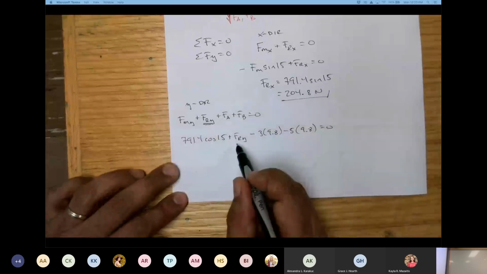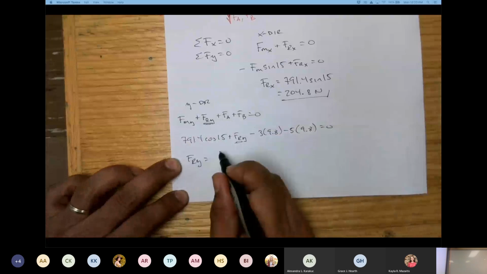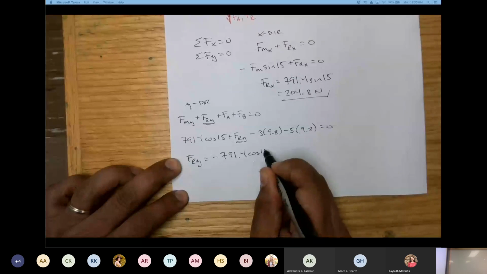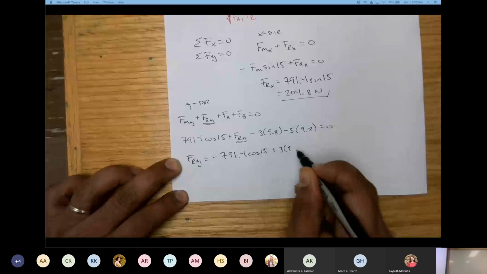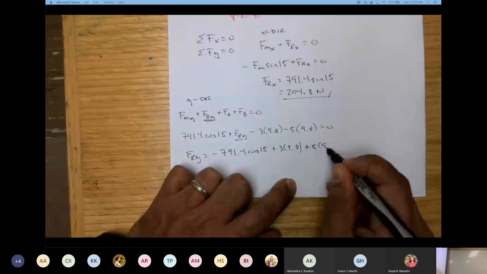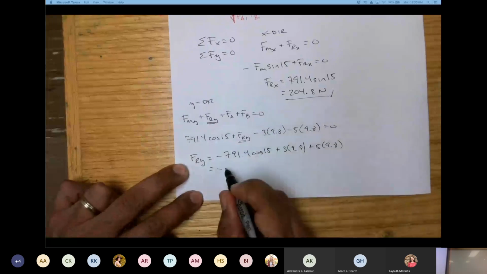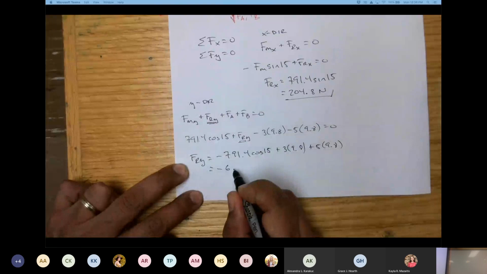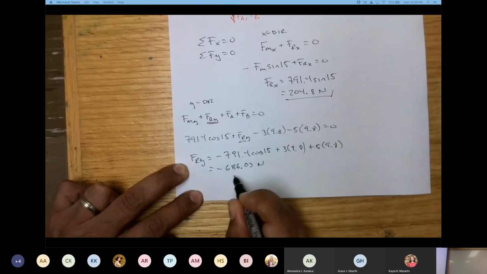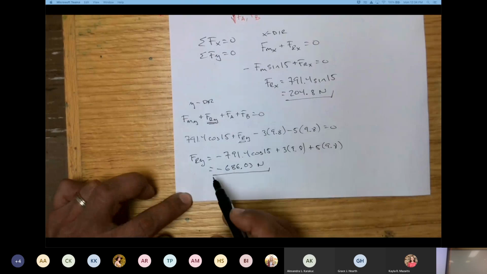Solving for the y component, I'm going to have negative 791.4 cosine of 15 plus 3 times 9.8 plus 5 times 9.8. And Mary, what you got? Negative 686.03 newtons. Okay. Once you have the y component and the x component, we can calculate the magnitude.